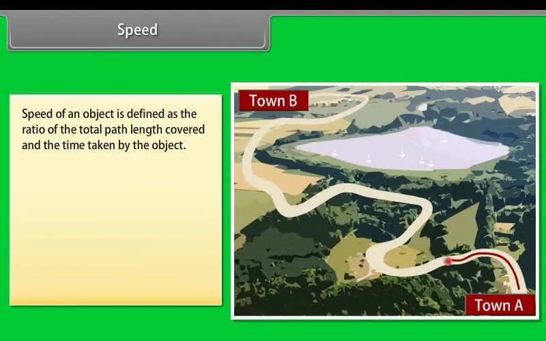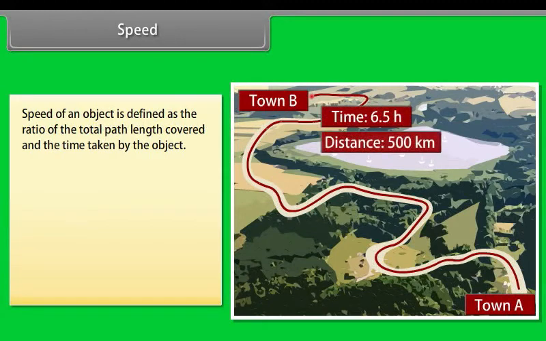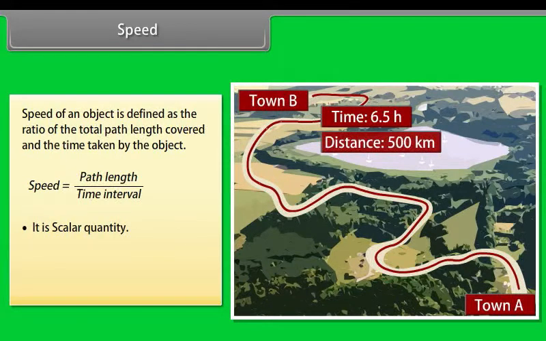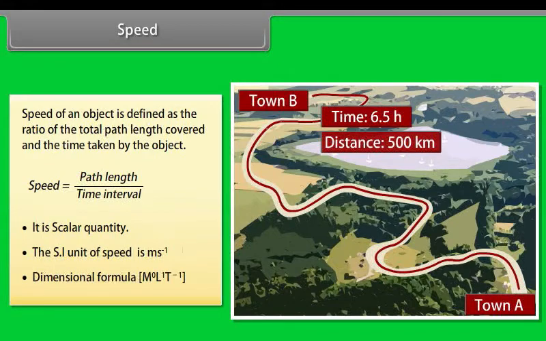Speed of an object is defined as the ratio of the total path length covered and the time taken by the object. Therefore, speed is equal to path length upon time interval. It is a scalar quantity. SI unit is m s raised to the power minus 1. Dimensional formula: M raised to the power 0, L raised to the power 1, T raised to the power minus 1.